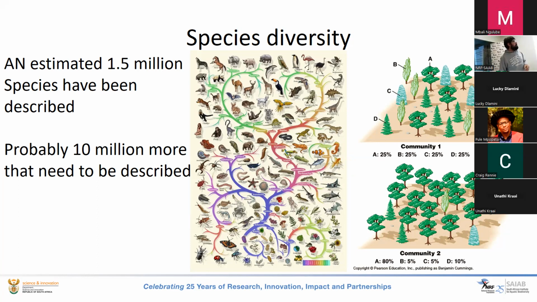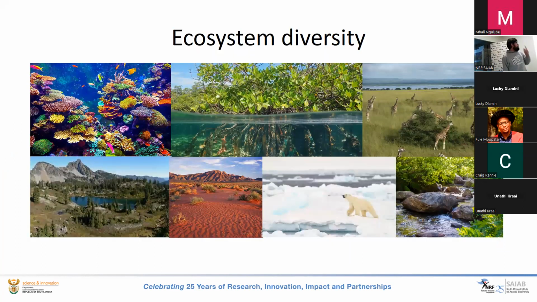And on a community level, you can describe species diversity there on the right. Higher diversity, it's just got more species than community 2. And then ecosystem diversity just refers to different ecosystems or habitats that all these organisms live in. And ecosystem diversity is just as important as your species diversity and your genetic diversity, because organisms all need to live somewhere.